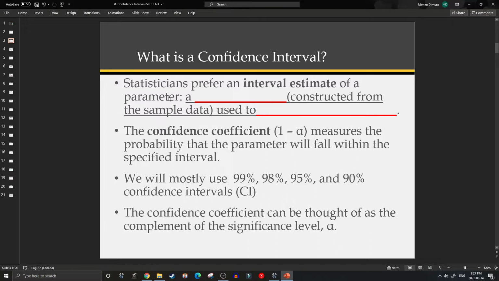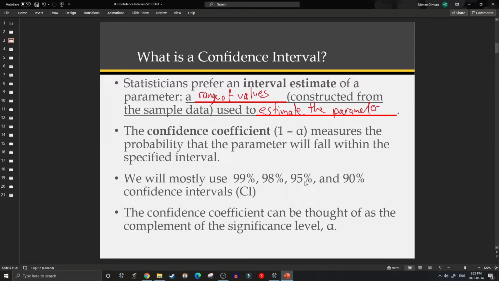So, what is a confidence interval? Well, statisticians actually prefer to have an interval estimate of a parameter. An interval estimate is a range of values which are constructed from sample data used to estimate the parameter. The confidence coefficient, which is 1 minus alpha, measures the probability that the parameter will fall within the specified interval.